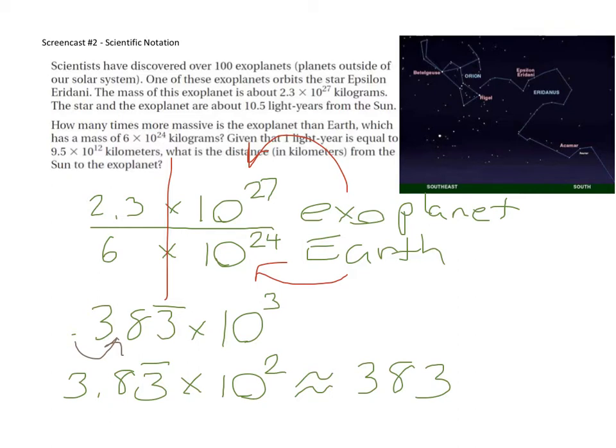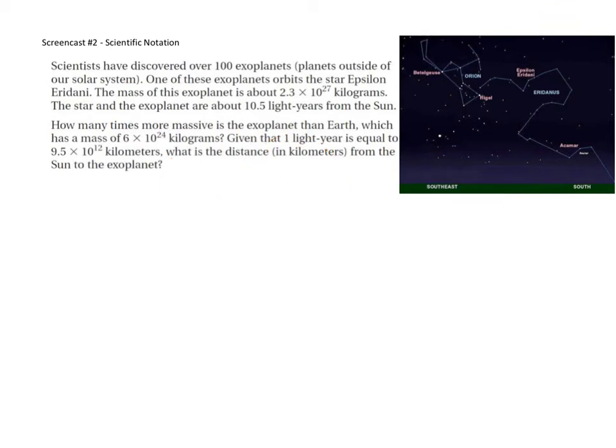All right, so we solved the first problem, and the first problem was how many times more massive is the exoplanet than Earth. Now the second problem, as you can see here, is given that 1 light year is equal to 9.5 times 10 to the 12th kilometers, what is the distance in kilometers from the Sun to the exoplanet?